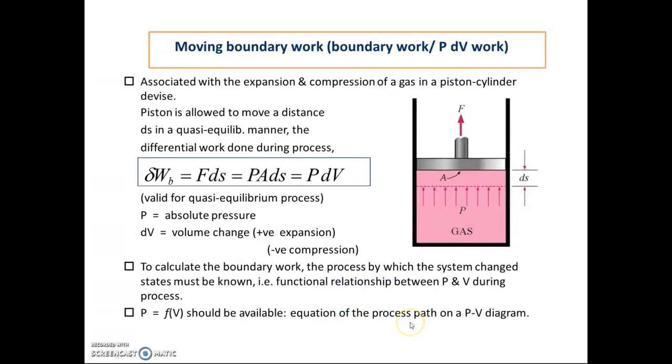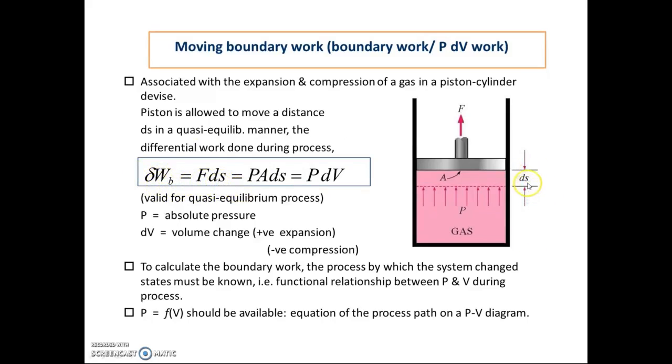Moving boundary work, or PdV work, is associated with the expansion and compression of a gas in a piston-cylinder device. The piston is allowed to move a distance ds in a quasi-equilibrium manner. The differential work done during the process is the boundary work, which equals F ds.